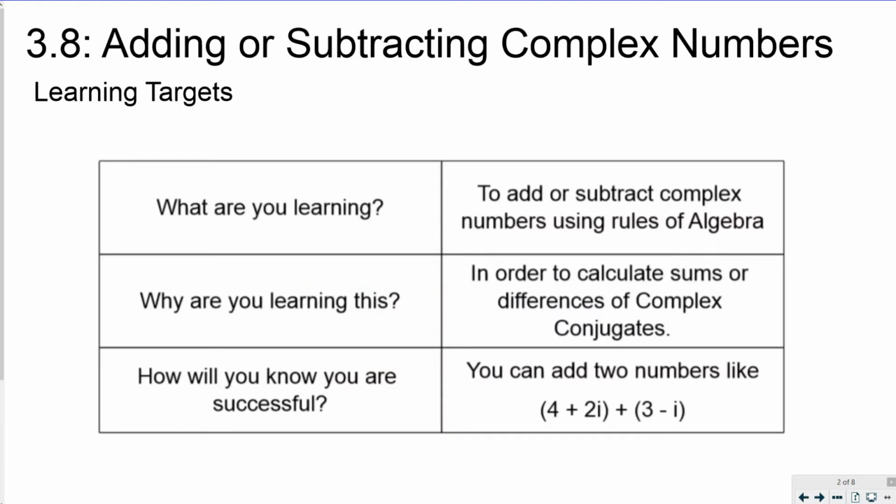So we are going to be adding or subtracting complex numbers using the rules of algebra in order to calculate sums or differences of complex numbers. And you know that you can do this successfully when you can add two numbers like 4 plus 2i added to 3 minus i.